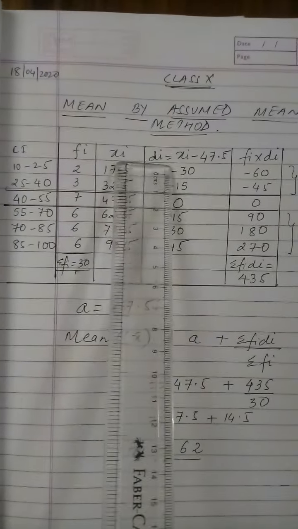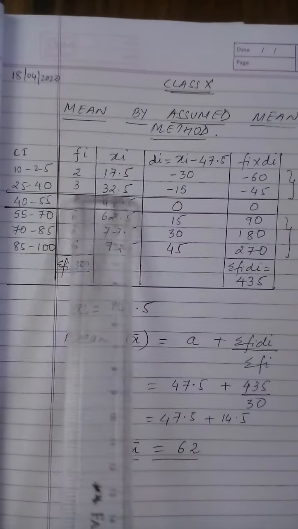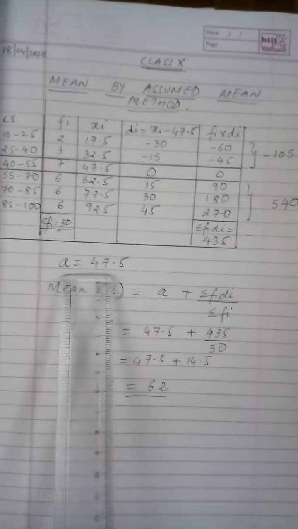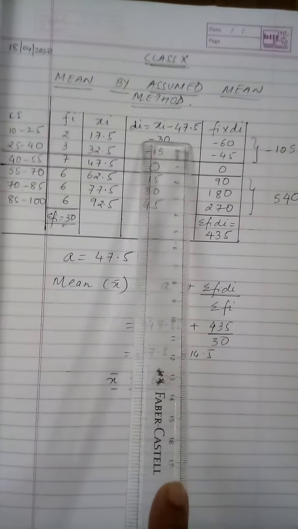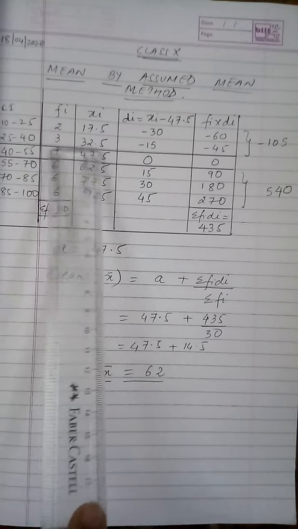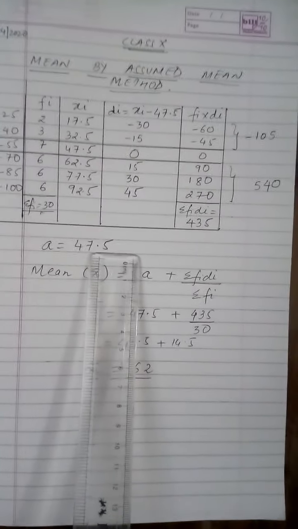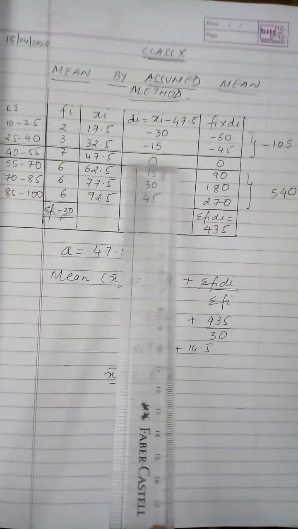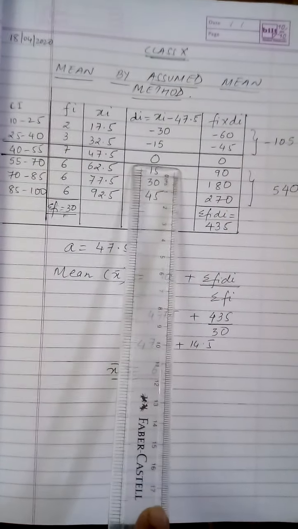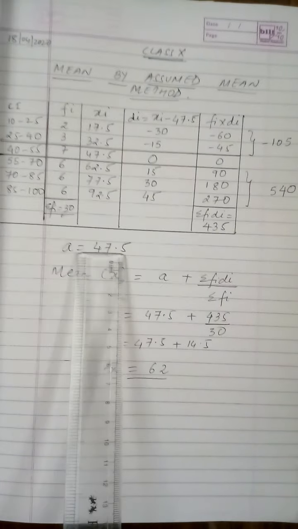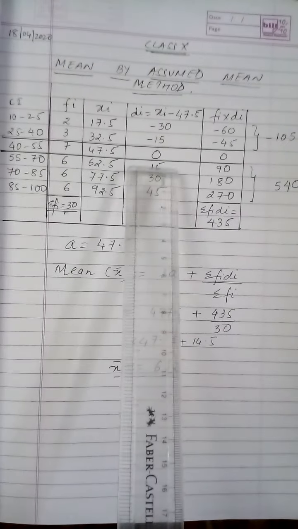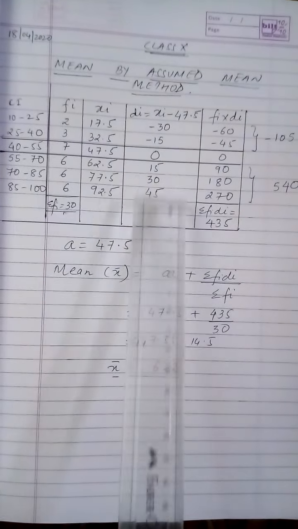Now di is the deviation of each of these values of xi from a. That means I am going to subtract a from xi, starting with the first value of xi. That means I get 17.5 minus 47.5, I get minus 30. Next I subtract 32.5 minus 47.5, I get minus 15. Whichever class interval you choose, the value of di will always be 0 over there because it is 47.5 minus 47.5. Next 62.5 minus 47.5 gives me 15. Then similarly 30 and 45.